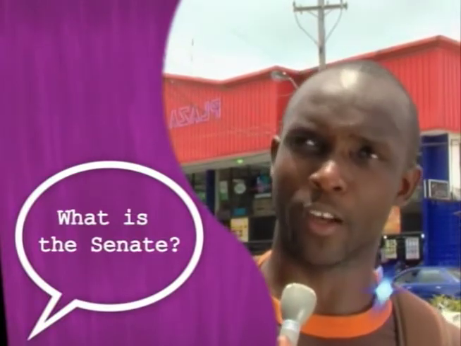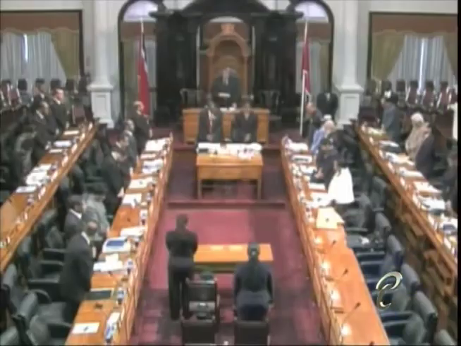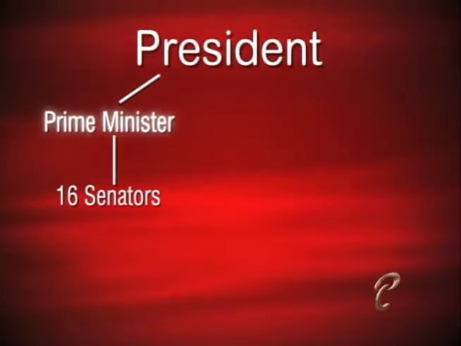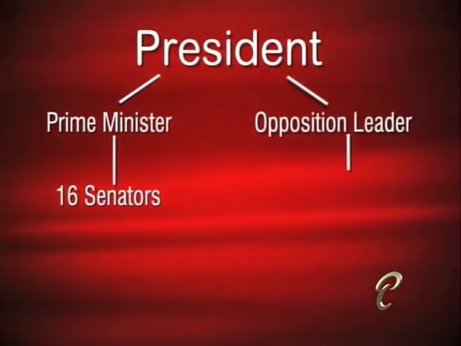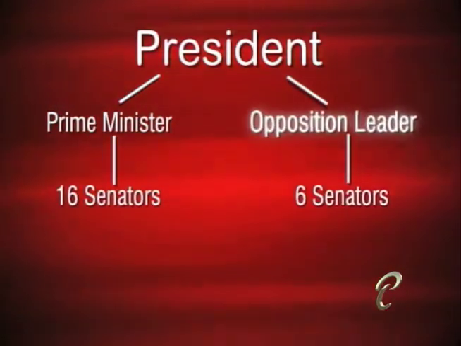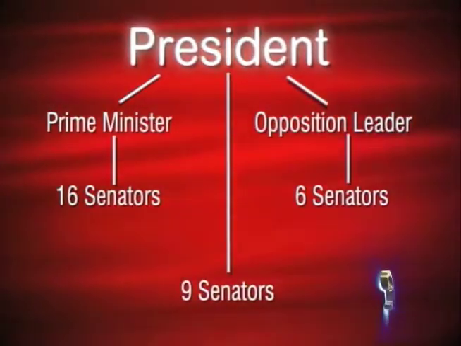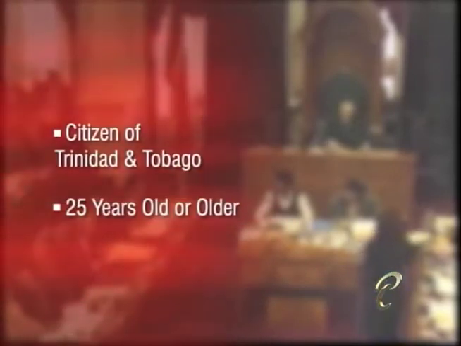The Senate is part of our parliament. Our parliament is structured in two parts: the upper house and the lower house, the House of Representatives and the Senate. The Senate consists of 31 members referred to as senators. 16 senators are appointed by the President, acting on the advice of the Prime Minister, and 6 are appointed by the President, acting on the advice of the Leader of the Opposition. The remaining 9 senators are appointed by the President in his discretion. To be eligible for appointment, a person must be a citizen of Trinidad and Tobago, 25 years old or older.